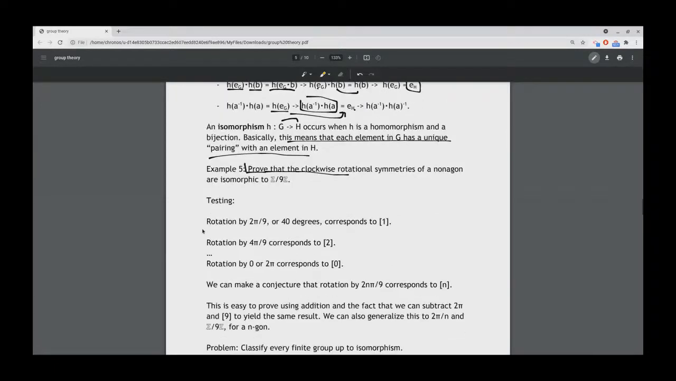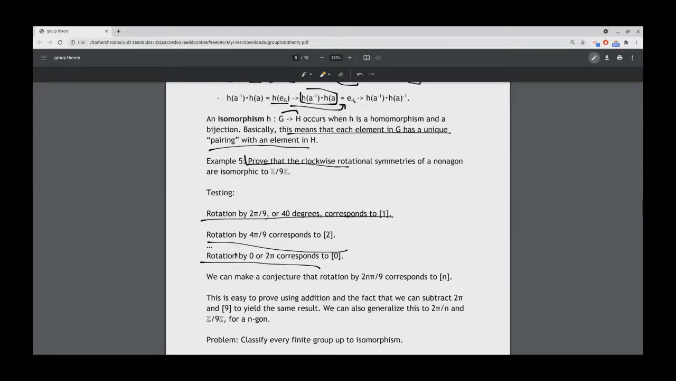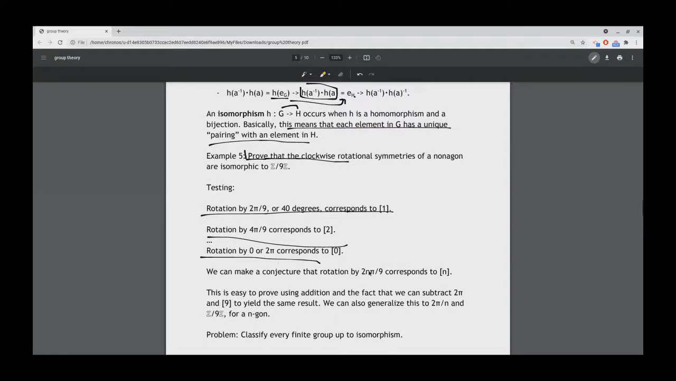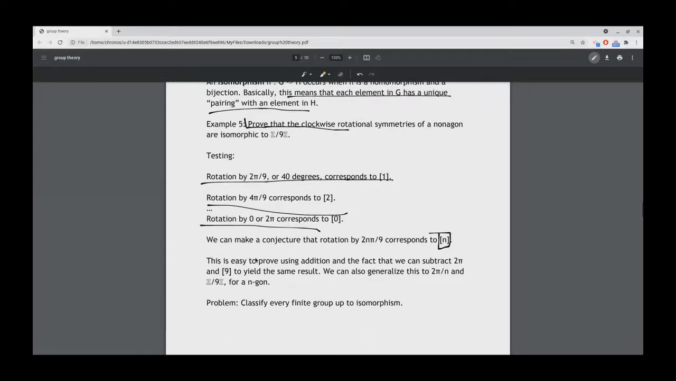If we do some testing, we'll see that this corresponds to that, this corresponds to that, and then we can make a conjecture that rotation by 2nπ/9 when we're talking about radians, or if you want degrees, 40n, corresponds to the equivalence class of n in mod 9. This is easy to prove using addition, and the fact that we can subtract 2π and 9 to yield the same result. So we can generalize this to 2π/n and Z over nZ for n.